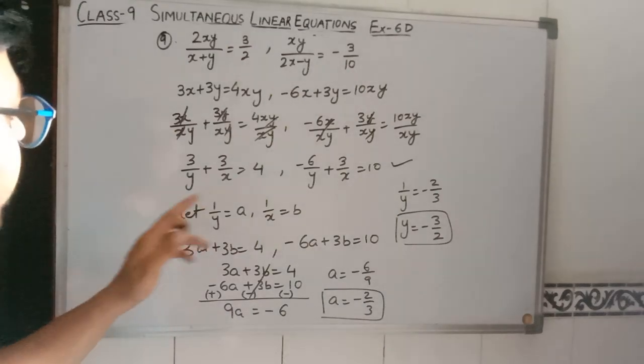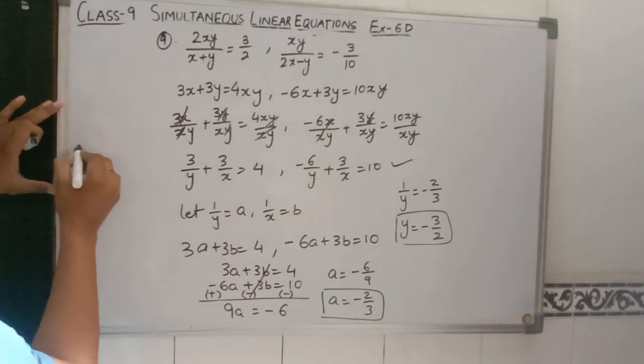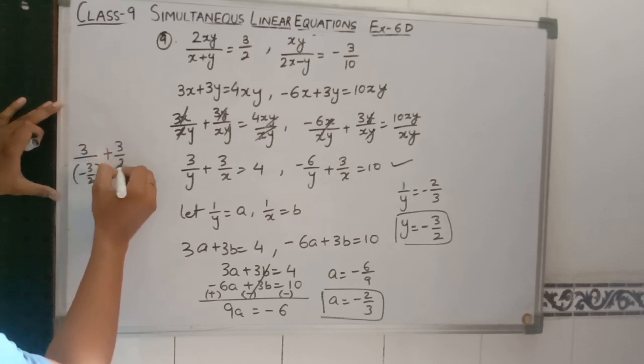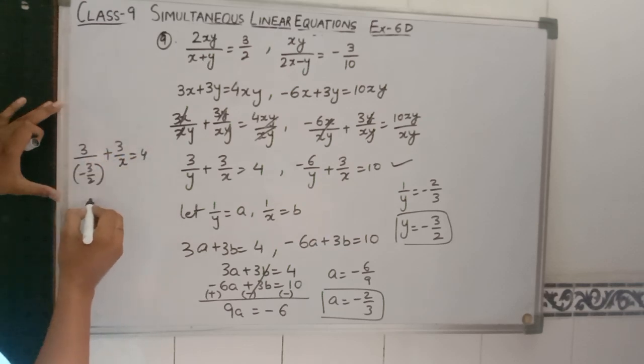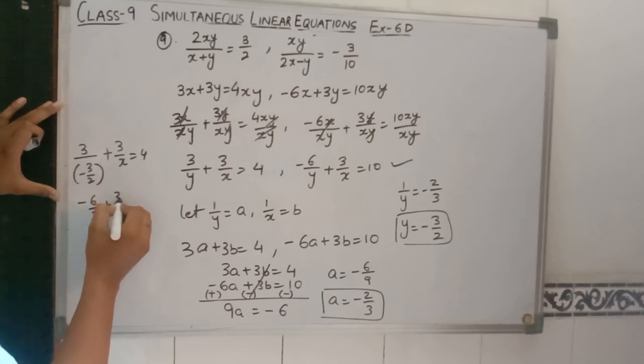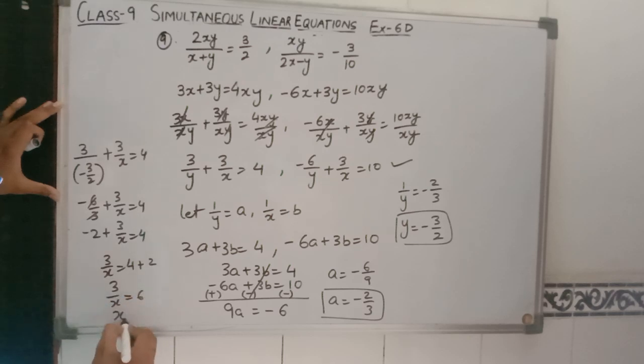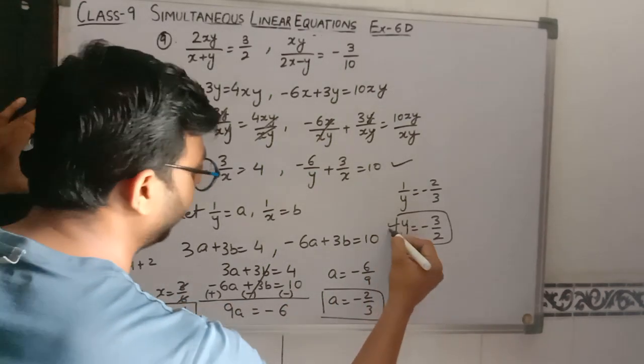Now we can take any of the equations, like we are going to take this equation. So 3 upon minus 3 by 2 plus 3 by x is equal to 4. So it will become minus 6 by 3 plus 3 by x is equal to 4. Minus 2 plus 3 by x is equal to 4. So 3 upon x is equal to 4 plus 2. So 3 upon x is equal to 6. So 6x is equal to 3. And finally the value of x is coming 3 by 6, which we can write as 1 by 2. So these are the final values of x and y.